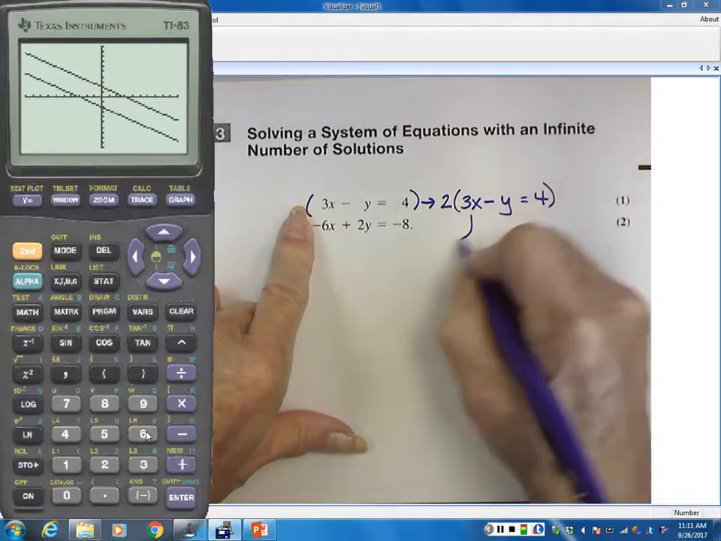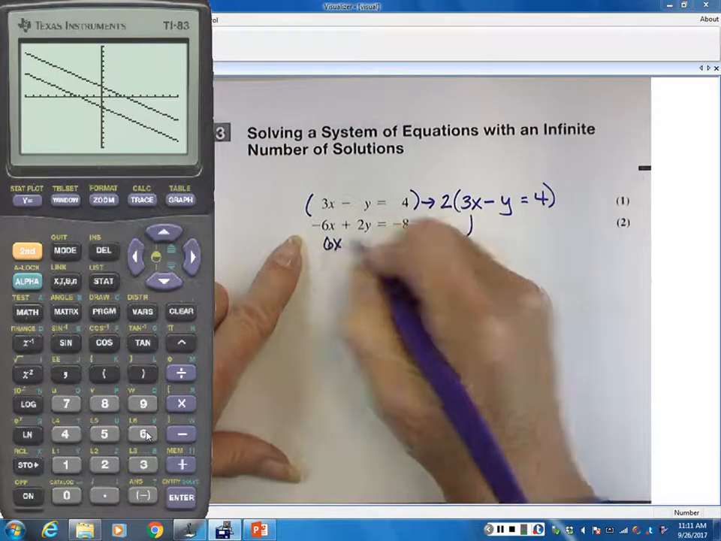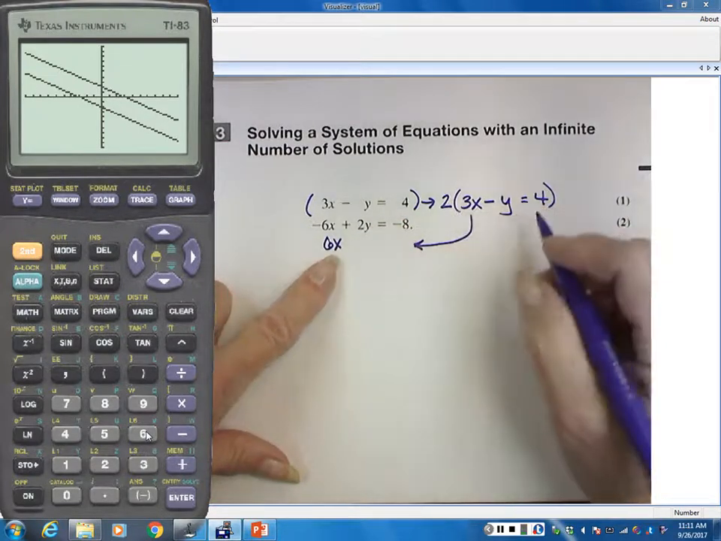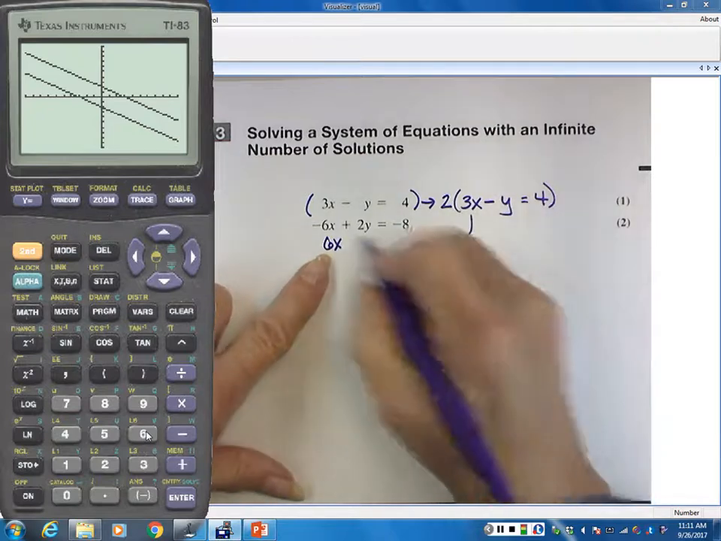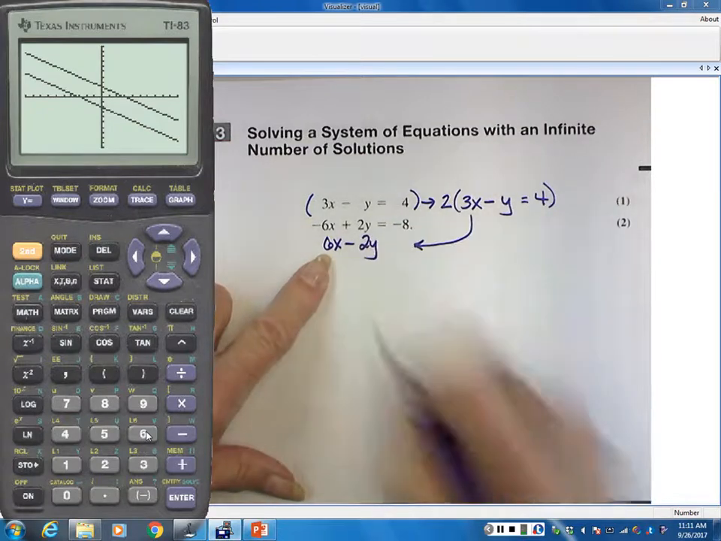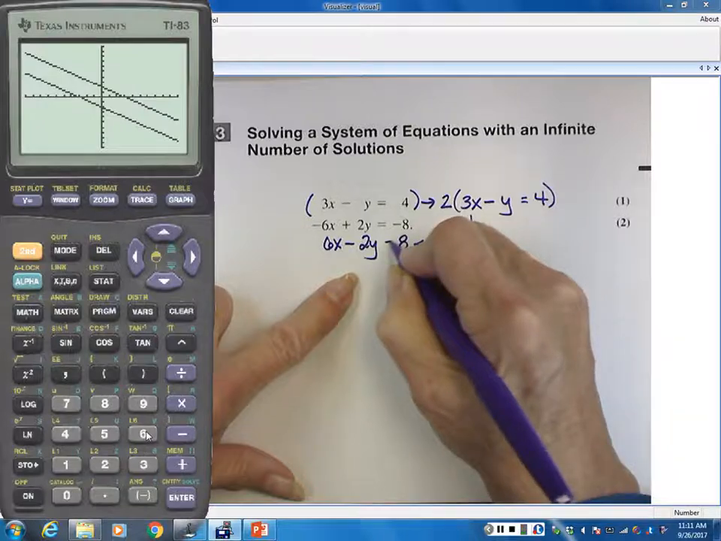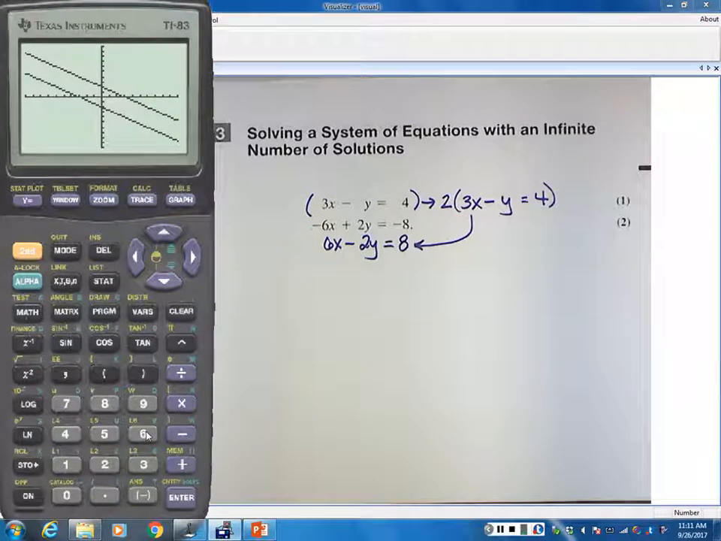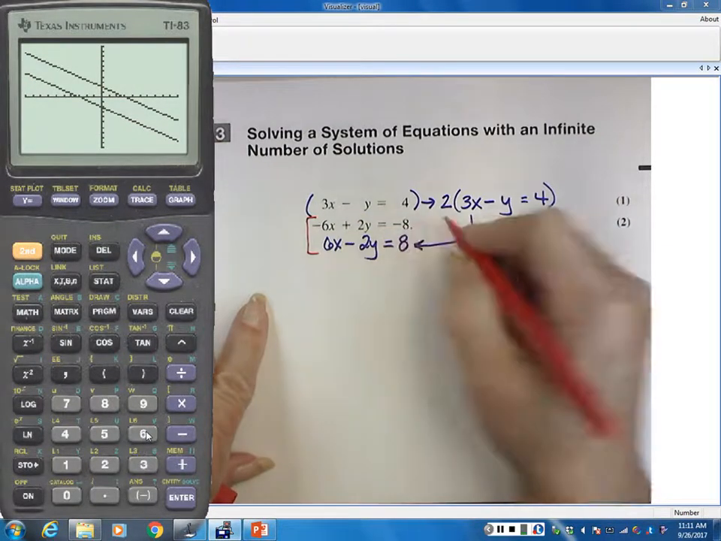So if I do that, 2 times 3 is 6x. 2 times -y is -2y. And 2 times 4 is 8. So there's my new equation. But what happens when I add that back together with one of the old equations? Like this one. Everything cancels.